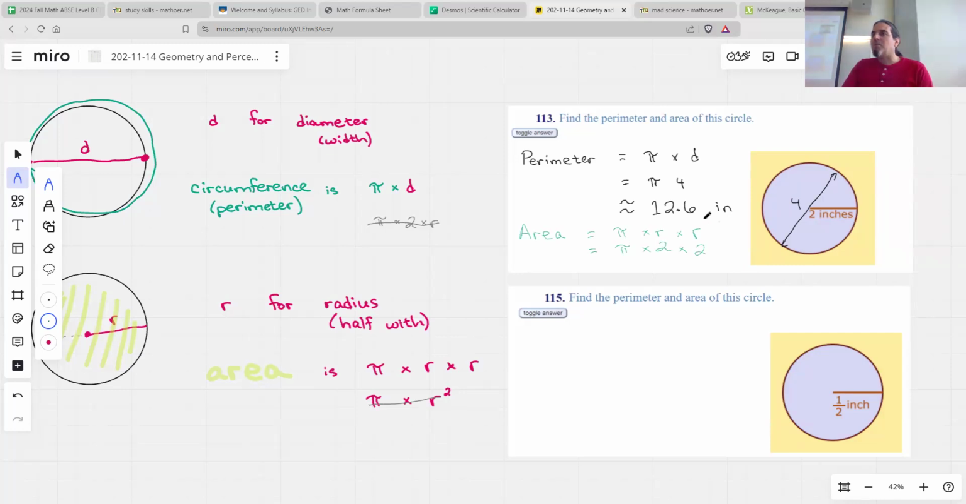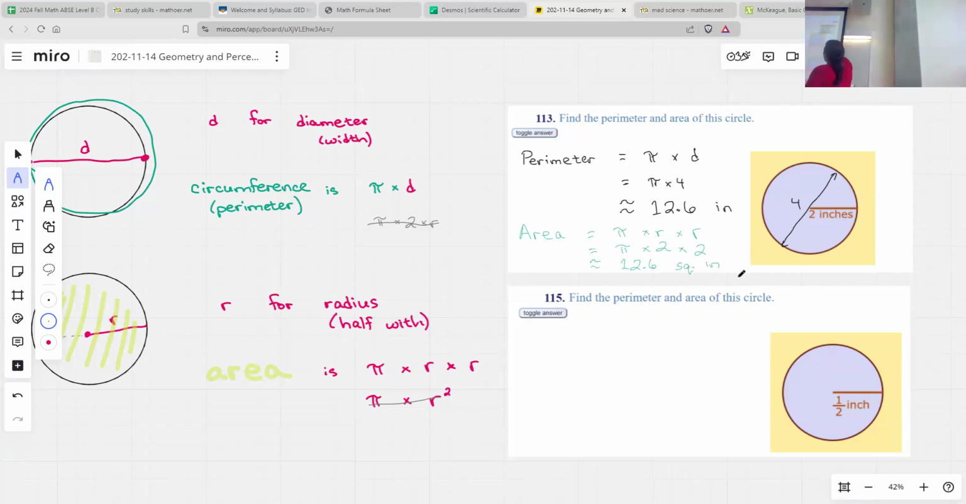Now, pi times 2 times 2 is again going to be pi times 4. So we're going to get the same number. And it's again rounding, so I'll use squiggly. But this means something very different. Now we're talking about square inches.